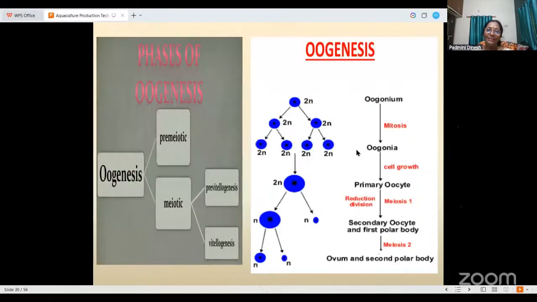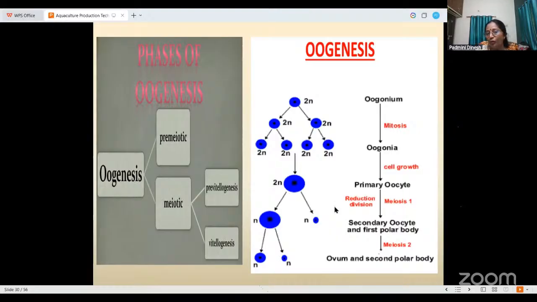Okay, coming to oogenesis, that is development of the egg. So you have this oogonium, giving rise to more oogonia. This is the mitosis phase that is going to increase in number. And this oogonium gives rise to primary oocyte. How? That is development. The cell grows in size. And once the cell has grown in size, the primary oocyte undergoes meiosis 1. When it has undergone meiosis 1, it gives rise to secondary oocyte.